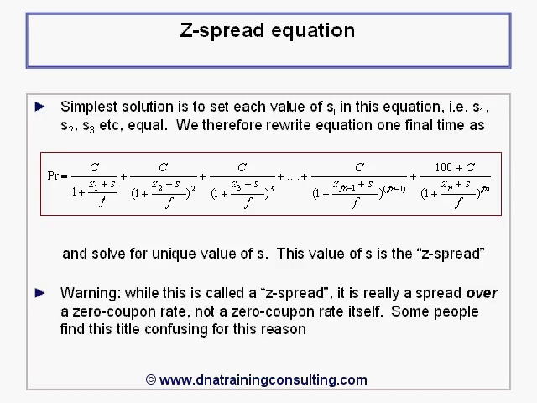Please be very careful. While we call this a z-spread, it is of course a spread over a zero coupon rate, not a zero coupon rate itself. Some people find this title confusing for this exact reason.